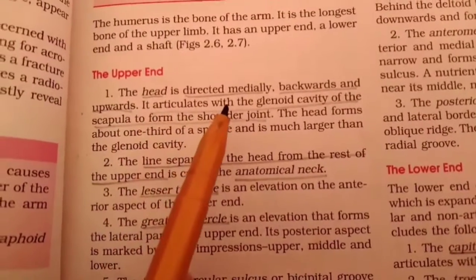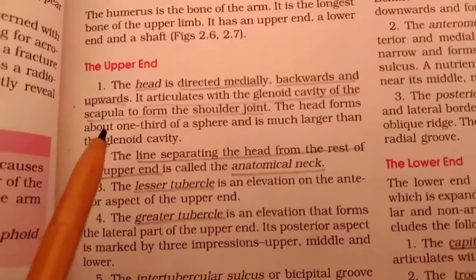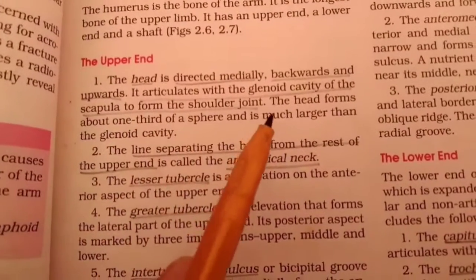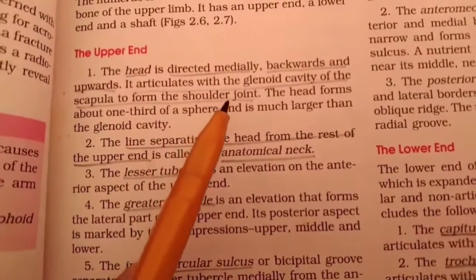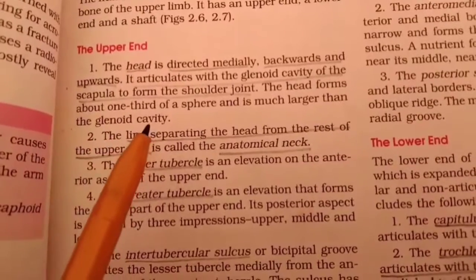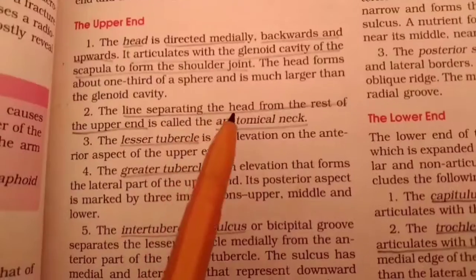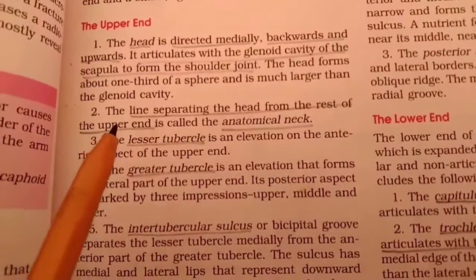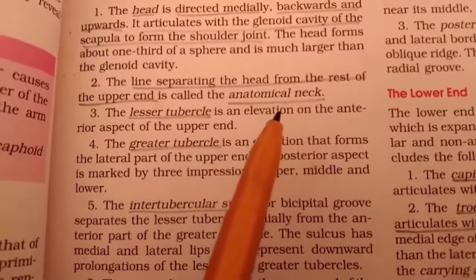It articulates with the glenoid cavity of the scapula to form the shoulder joint. The head forms about one third of a sphere and is much larger than the glenoid cavity. Number 2, the line separating the head from the rest of the upper end is called the anatomical neck.